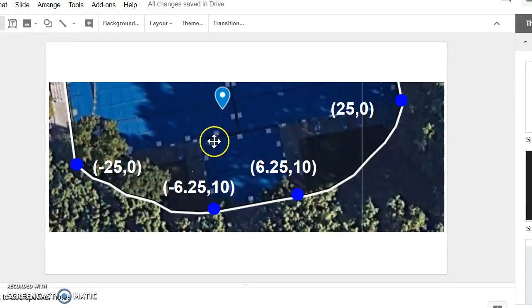And I know that the length of the diving board area is 12.5 meters across and 10 meters long. So this point would become negative 6.25, 10. And then this point would be positive 6.25, 10.